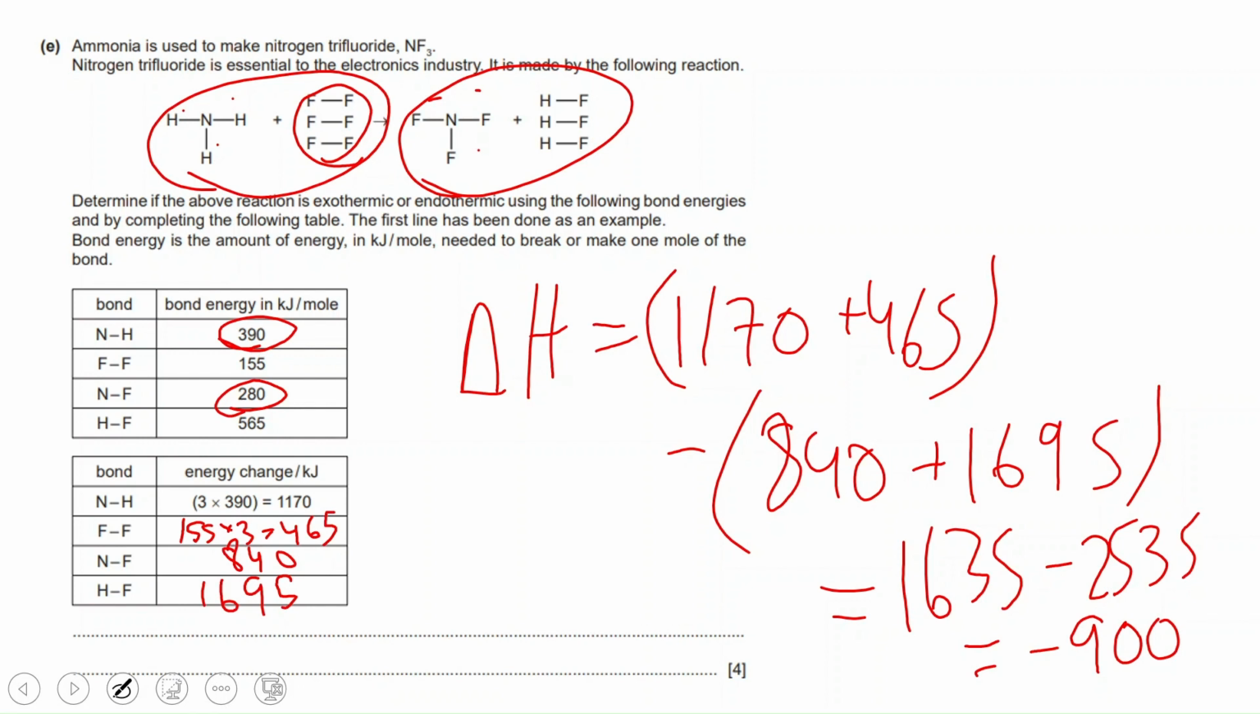So once you find that out, the reaction is exothermic because the delta H value is negative, and that is the simple answer.